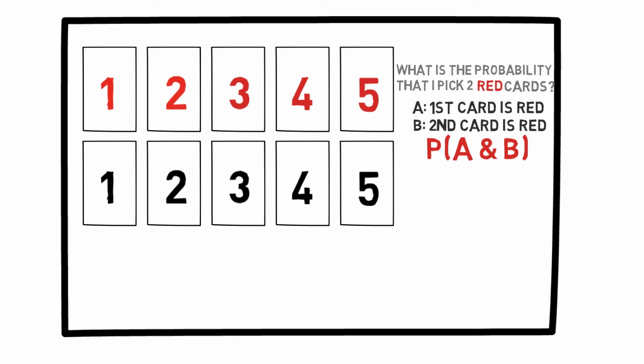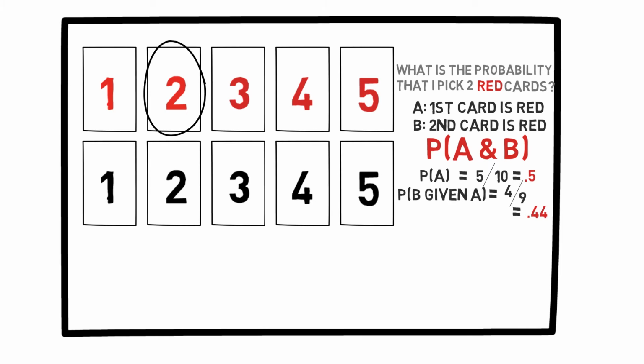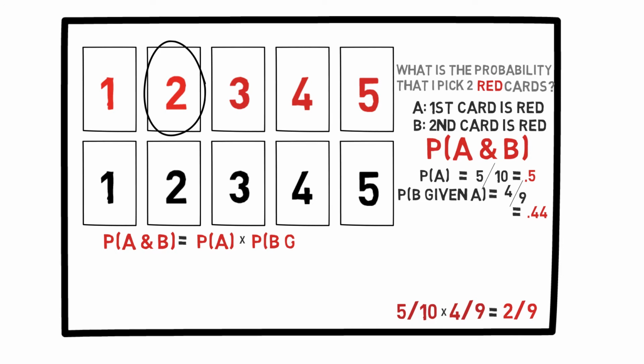To determine the probability, I first need to figure out the probability of the first card being red, event A, which is just 5 out of 10, or 0.5. Suppose I choose this card, so it cannot be picked again. Then, from the 9 remaining cards, I need to pick another card in the hopes that it is also red. From these 9 cards, only 4 of them are red. So the probability of event B given A is 4 out of 9 or about 44%. I can then multiply the probability of event A by the probability of event B given A, which is 2 over 9. The point I want to make here is that the probability of A and B is the probability of A times the probability of B given A.